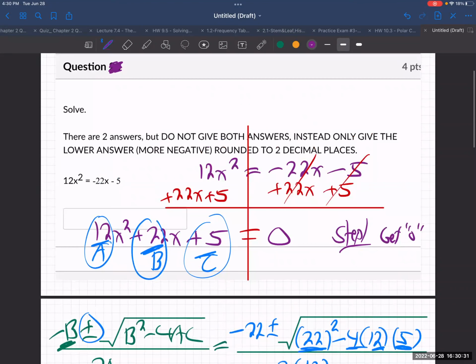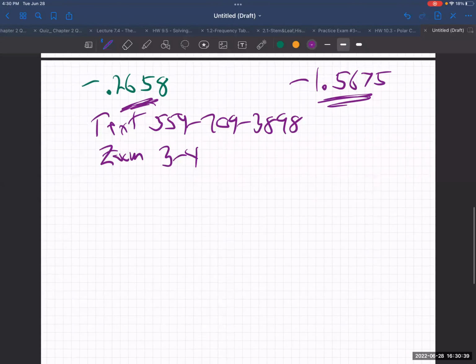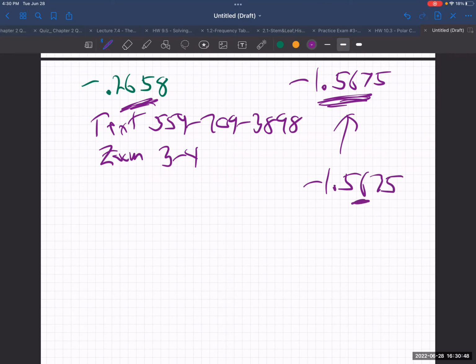Well, it said rounded to 2 places. Oh, the lower answer, more negative, right? That's the lower one. You know what I mean? That's going to be this one. It's more negative, negative 1.567, rounded to 2 places. So that means we're going to stop here at the second place. That 7 tells us to round up, negative 1.57.